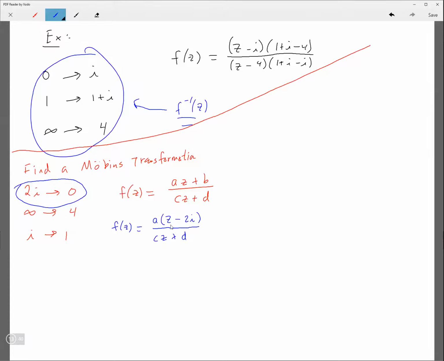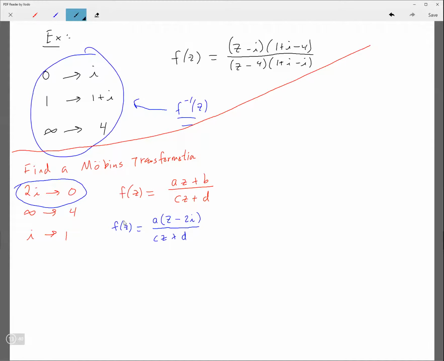Okay. So this right here, as long as I don't mess the denominator up, and that's not going to happen, then when I plug a 2i in, I'm going to get a zero. So that will guarantee this first one. And so notice that I can still make A, C, and D anything I want.